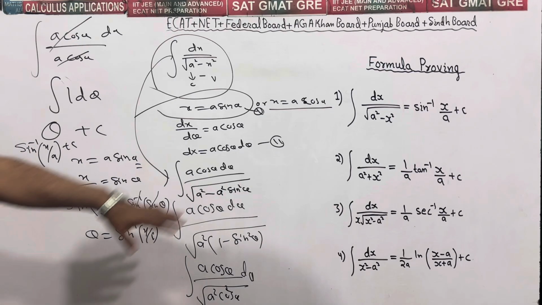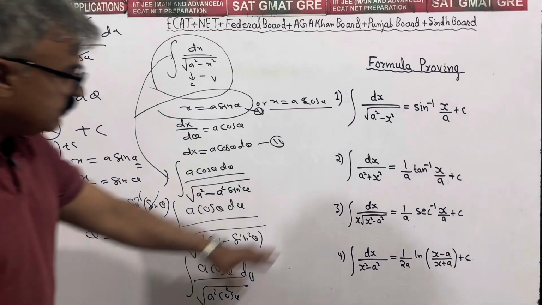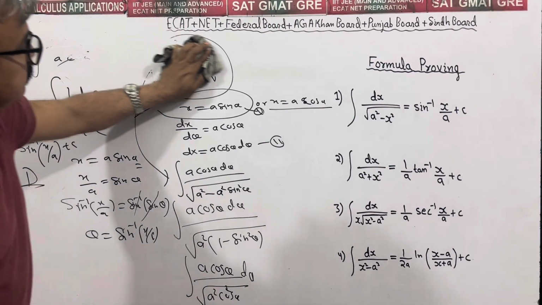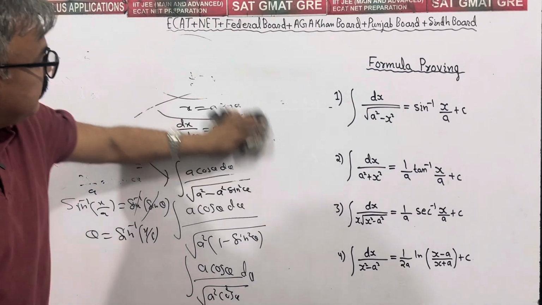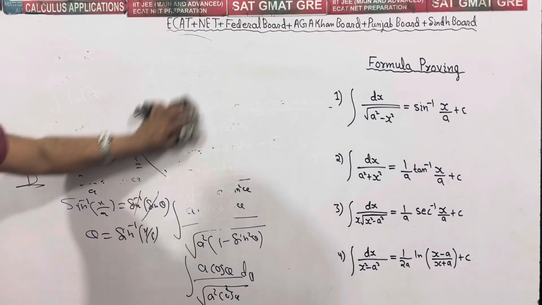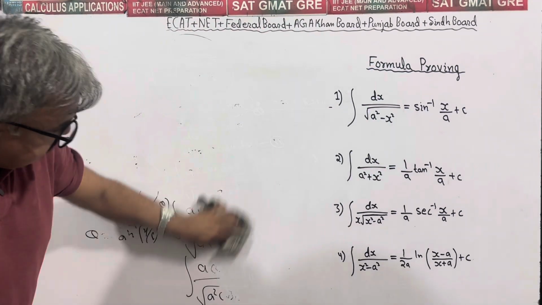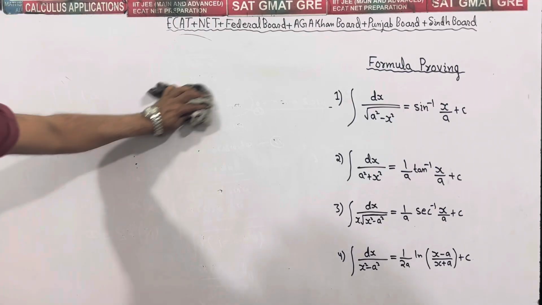If you suppose x is equal to a cos theta, there should be minus cos inverse of x over a. Let's move to identity number 2. Dx over x square plus a square is equal to 1 over a tan inverse of x over a plus c. Let's see and find out how to get along with that.